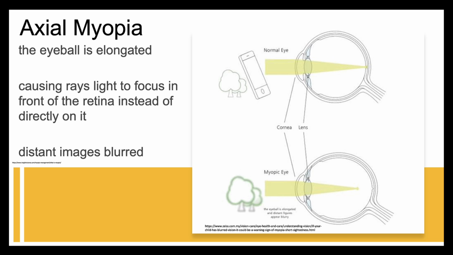Here is another picture showing that if you look, for example, at a mobile phone, a tree, whatever you look at, that image falls directly onto the retina and creates a very clear picture. However, in the bottom picture, you can see that the light rays fall really short of the retina, creating a blurred, fuzzy, indistinct image in the brain.